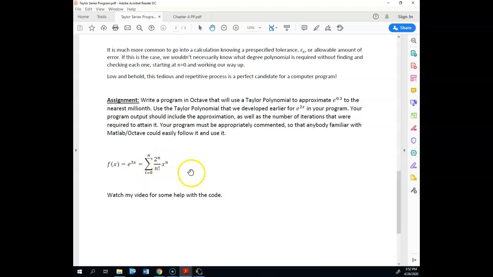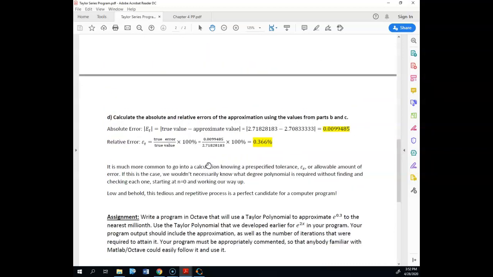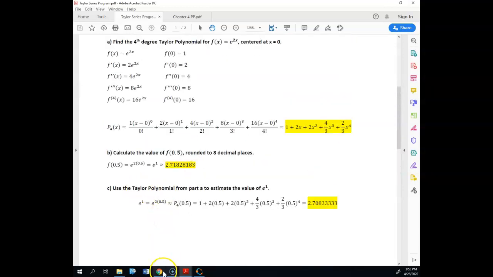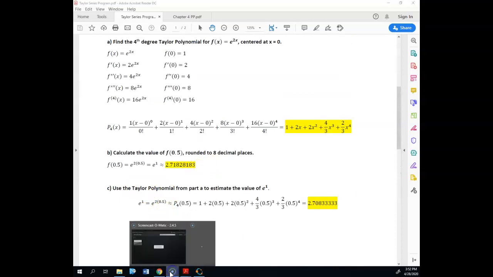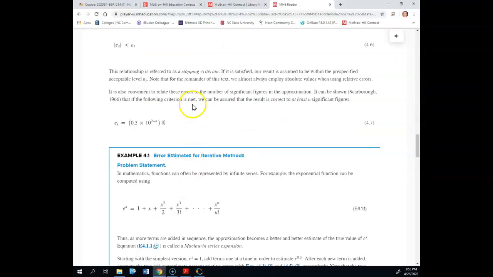In our program, we don't necessarily know exactly how many terms we want. What we're going to do is generate a whole bunch of them and find where we have a partial sum where the difference is within that acceptable range that we saw in the textbook, which we call our stopping criterion.